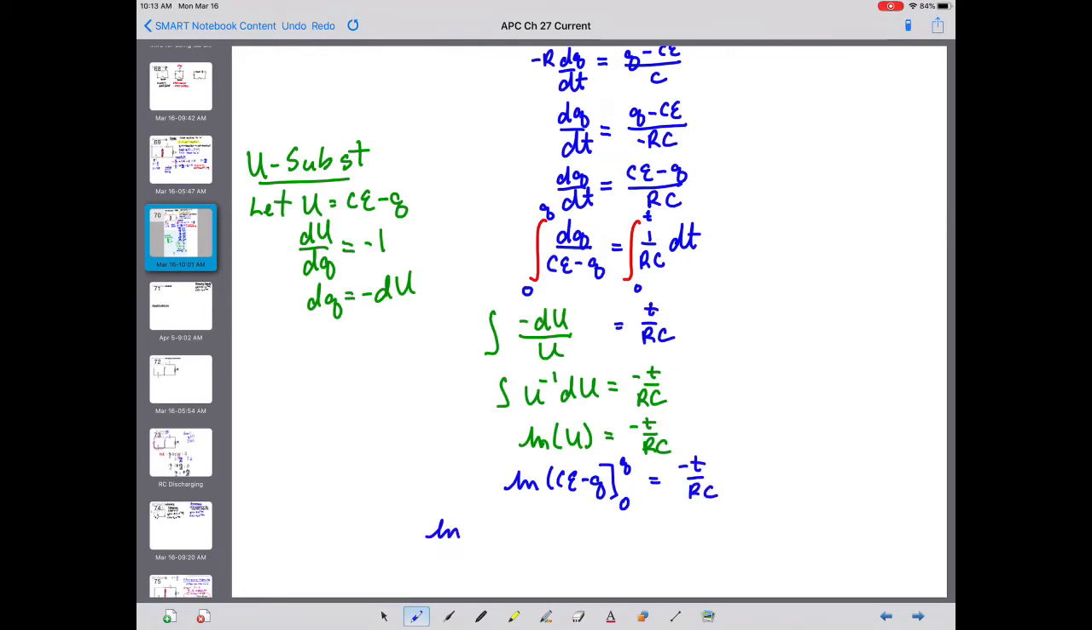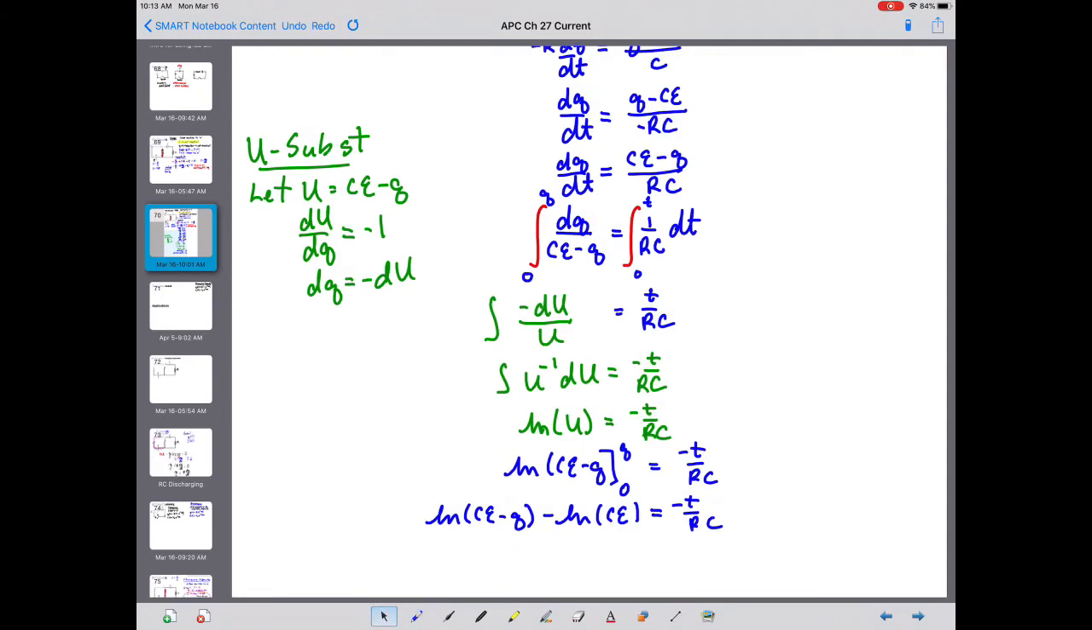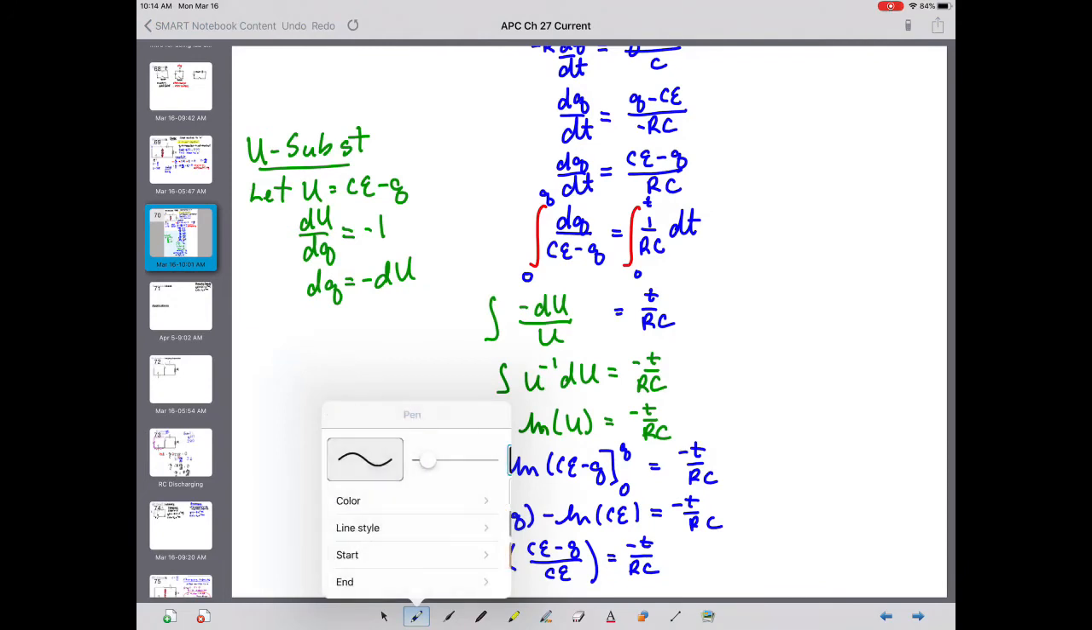And so then I'm going to get natural log, when I plug in endpoints, of C EMF minus Q minus the natural log of just C EMF is equal to negative t over RC. So then writing that difference of natural logs as a ratio, this is going to be natural log of C EMF minus Q over C EMF is equal to negative t over RC.